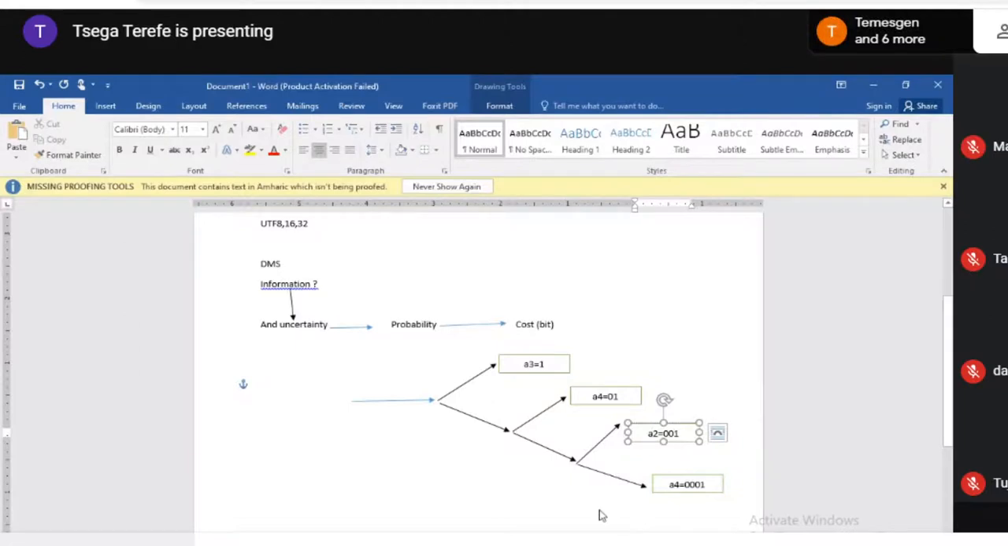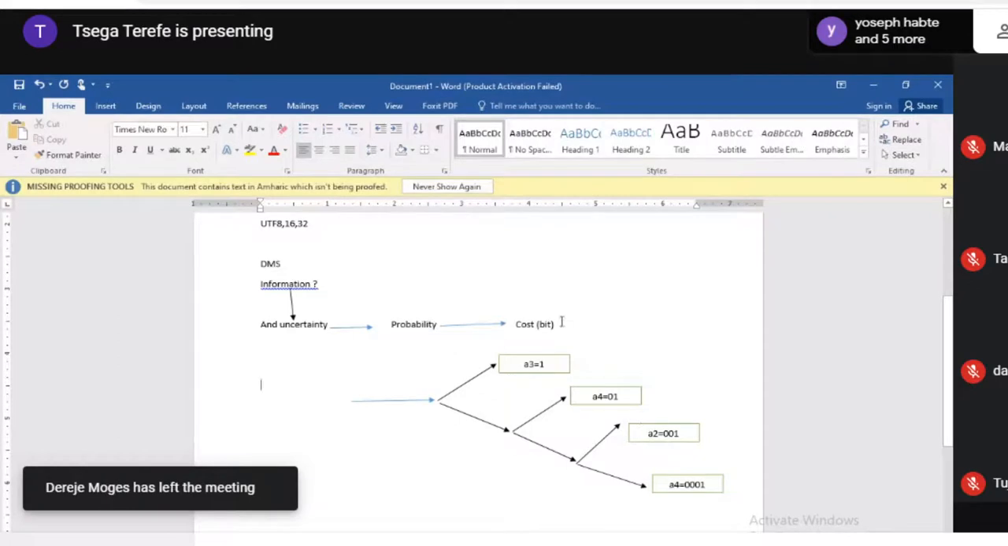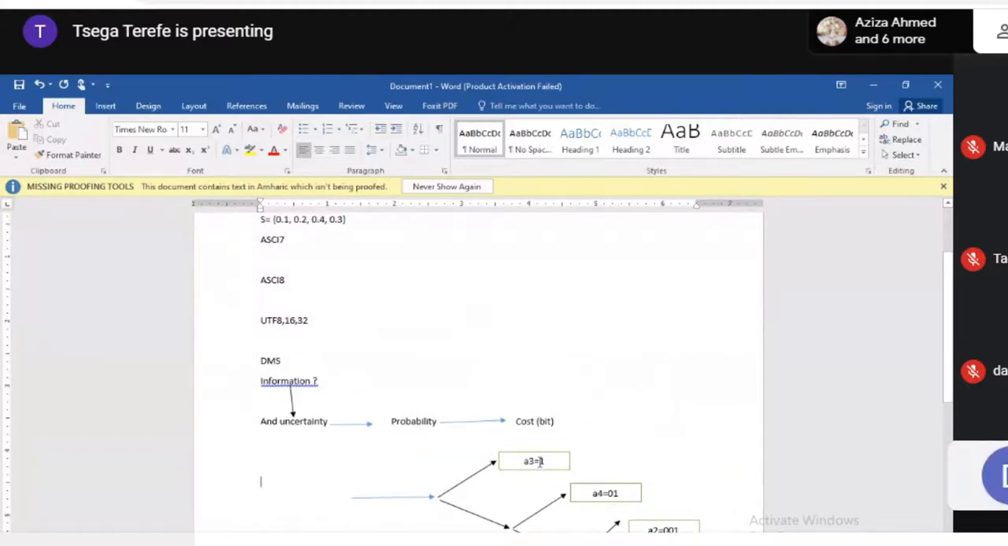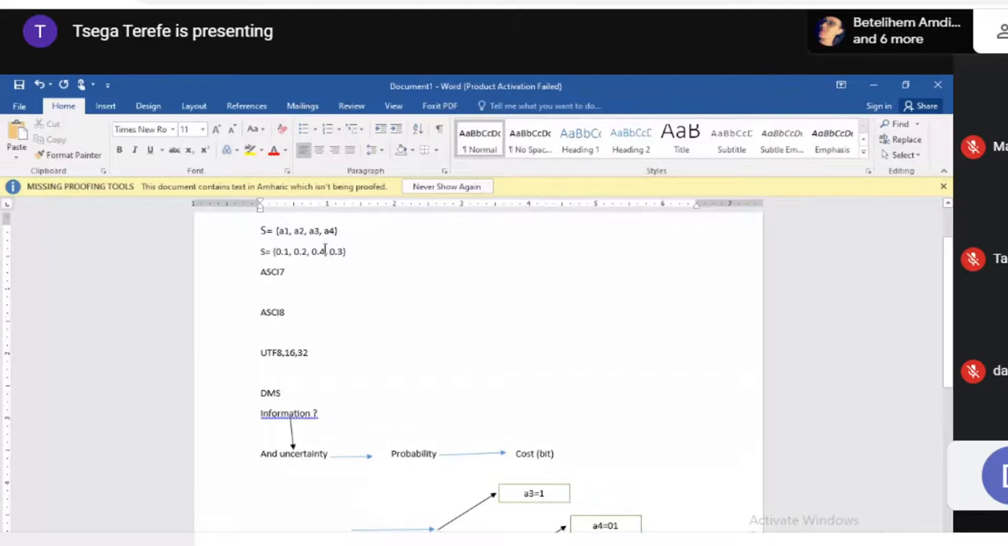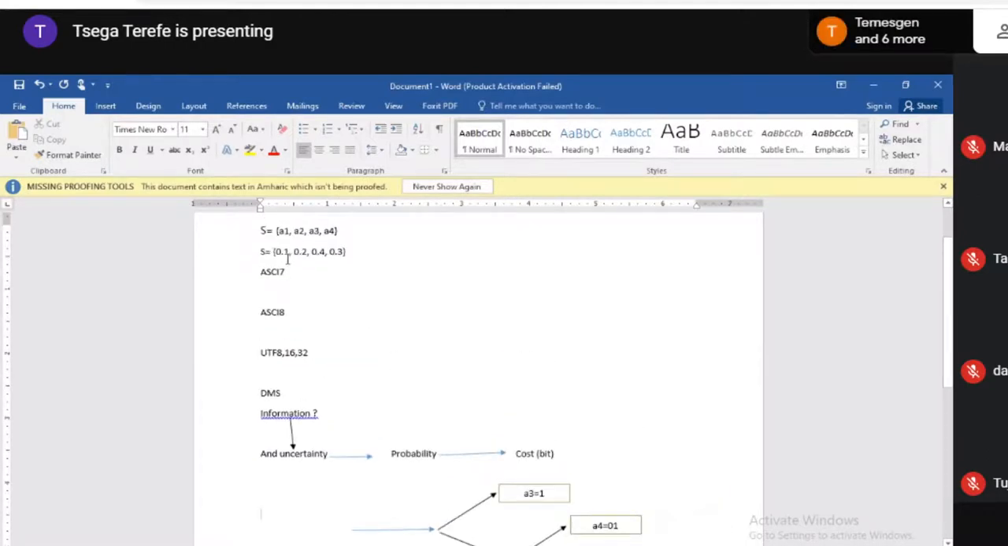So by allocating bits this way, you would on average transmit fewer bits per symbol. The reason behind this is that you transmit a single bit 40% of the time. Two bits are transmitted 30% of the time, three bits you transmit 20% of the time, whereas 4 bits you transmit 10% of the time.